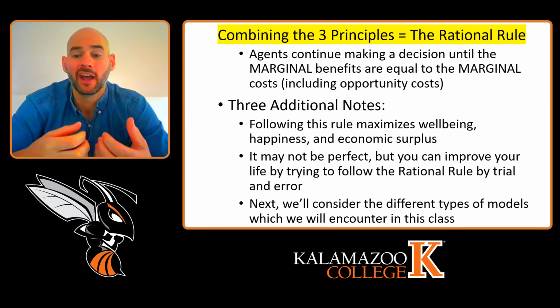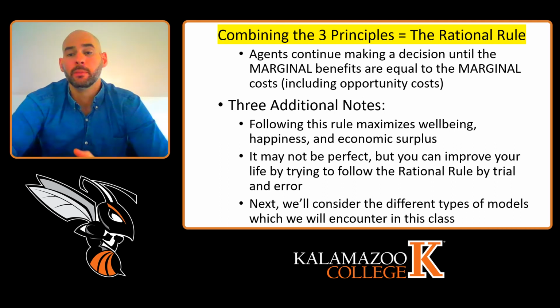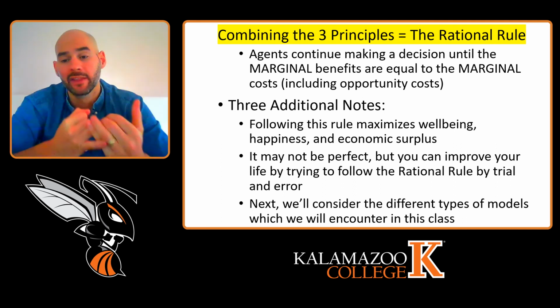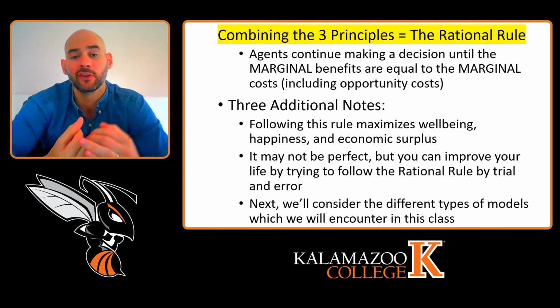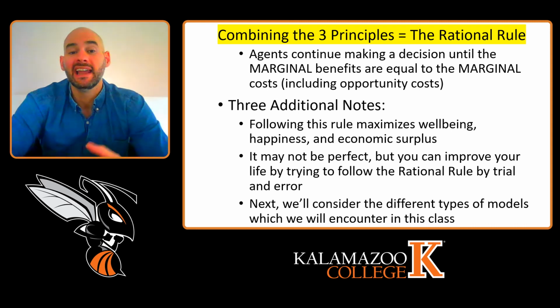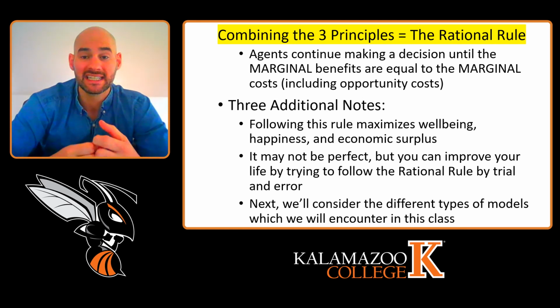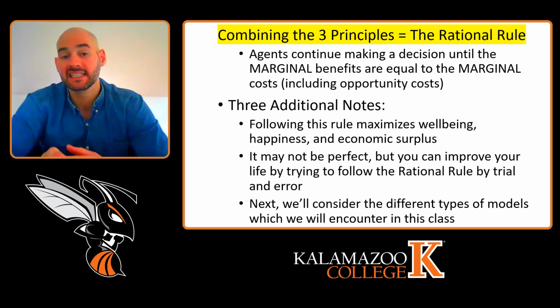So just to summarize what we were saying on the previous slide, when we combine those 3 principles, the marginal principle, opportunity cost principle, and cost-benefit principle, we create the rational rule. And that implies that agents should continue making a decision until the marginal benefits of that decision are equal to the marginal costs, including the opportunity costs.